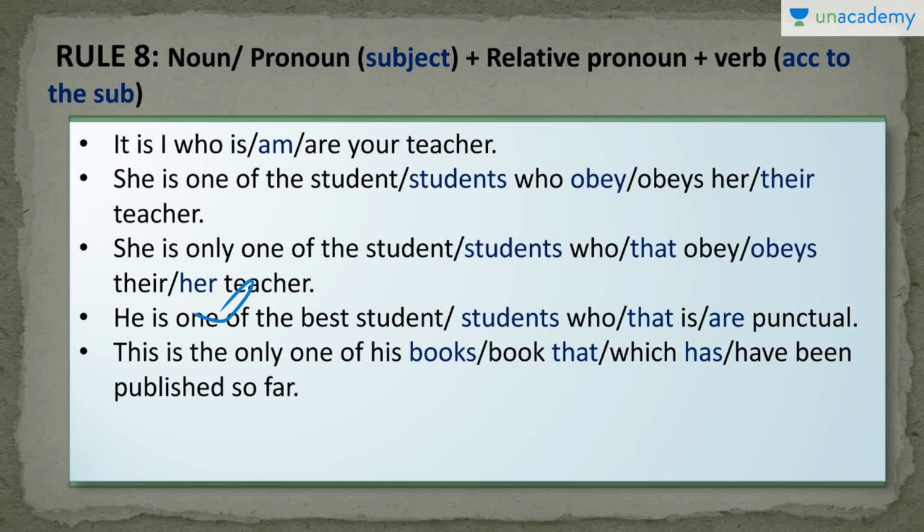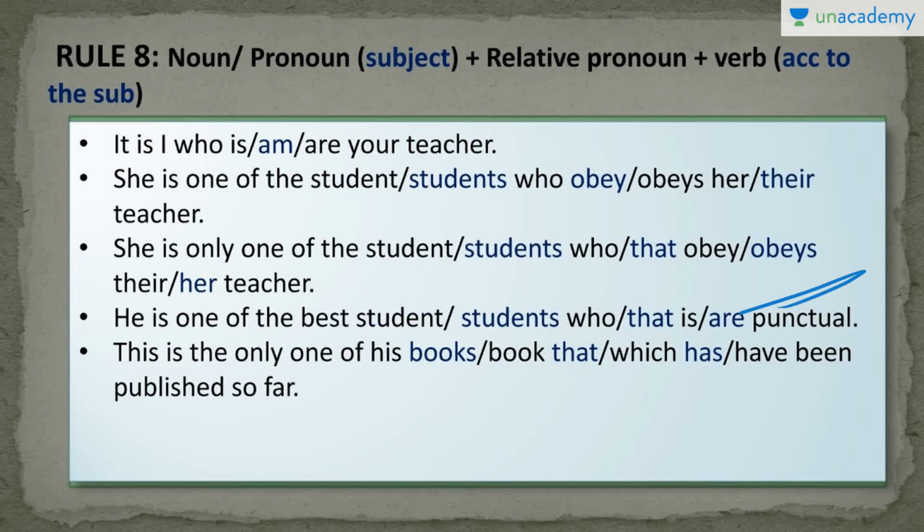Now you'll have to choose between who and that. How would you do that? See, if you find the word only or any superlative degree of adjective in a sentence. For example, good is a positive degree, better is comparative, and best is a superlative degree, right? Almost every adjective has a superlative degree. So if you find the word only or any superlative degree in the sentence, there is only one relative pronoun that can be used, and that is that. So this sentence would be: she is only one of the students that obeys her teacher.